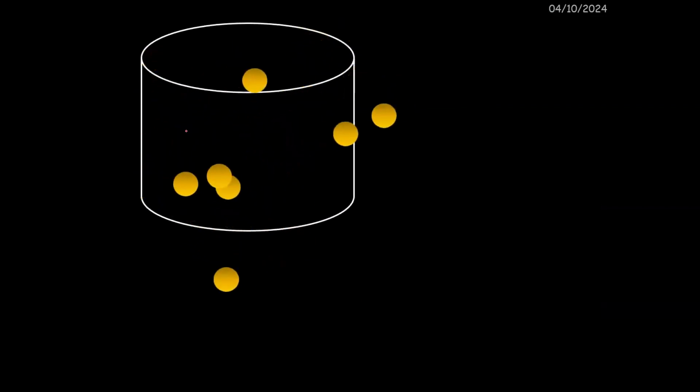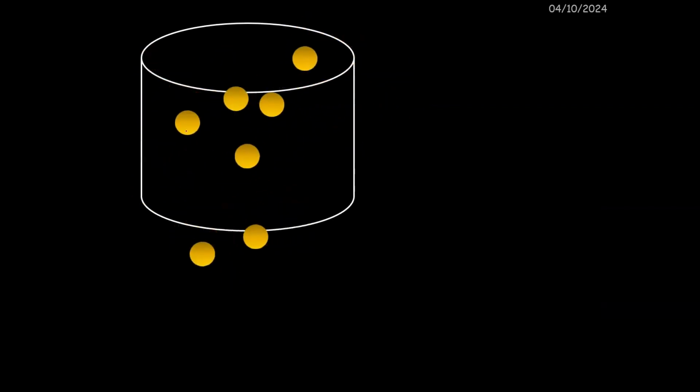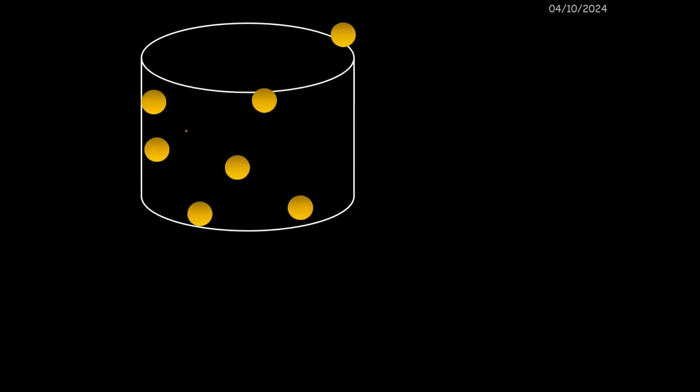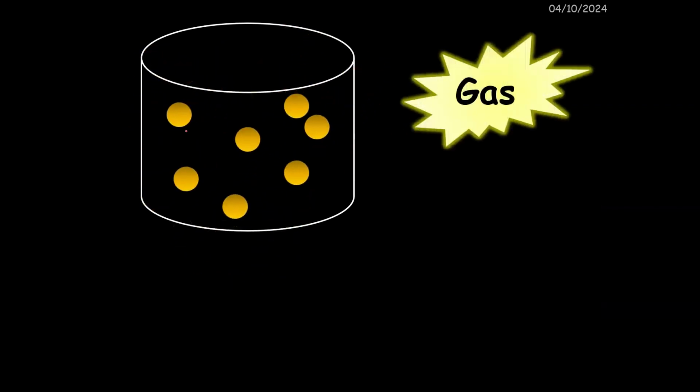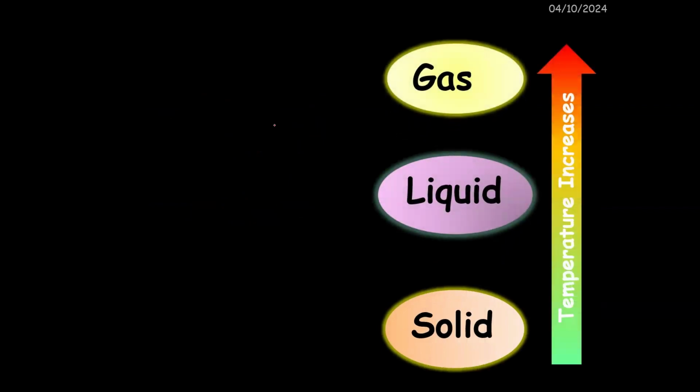The gas is very fast, with large spaces, free movement, and irregular arrangement. So, a state can be converted to another by changing the kinetics of the particles. And the kinetics of the particles are changed by a change in temperature.